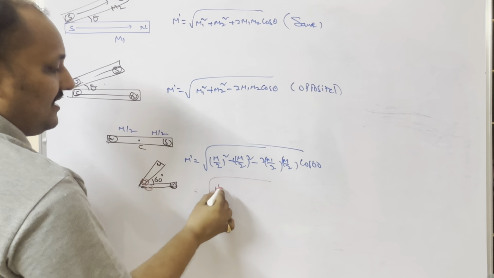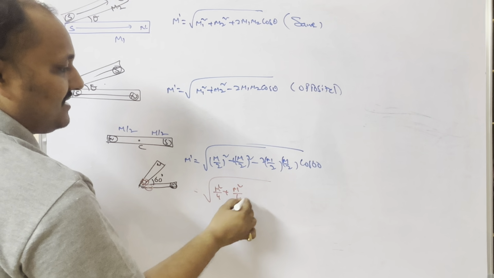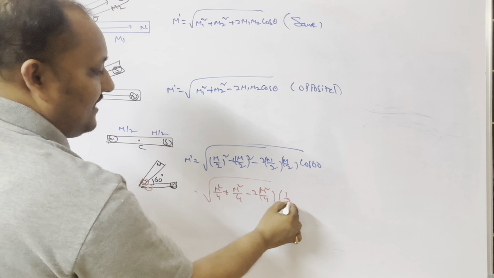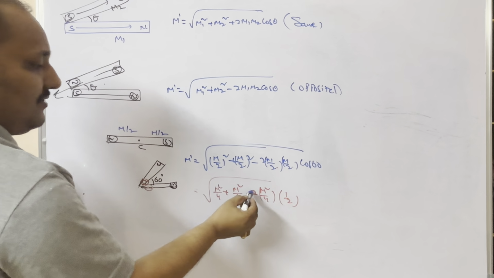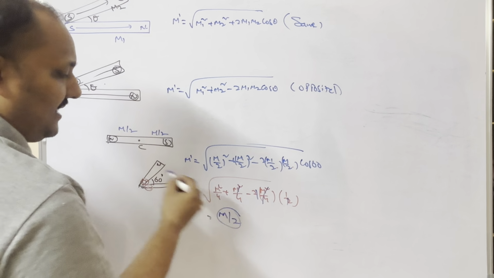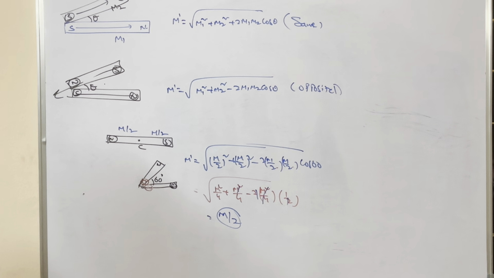That is going to be m s square by 4 plus m s square by 4 minus 2 m s square by 4 cos 60, whose value is 1 by 2. So therefore the 2 will be cancelled, and the final answer is m by 2. This was asked in 2024.